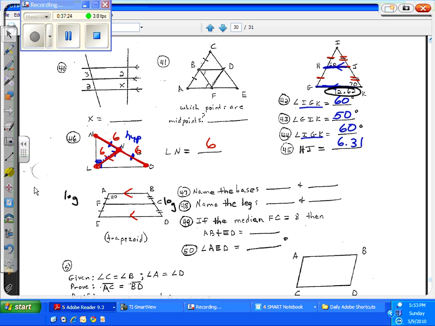The legs are the other two sides, the non-parallel sides. The segment that joins the midpoints of the two legs is called the median. So, a trapezoid is a quadrilateral with exactly one pair of opposite sides parallel. The opposite sides that are parallel are called the bases. So the bases are side AB and side ED. The legs are side AE and side BD.